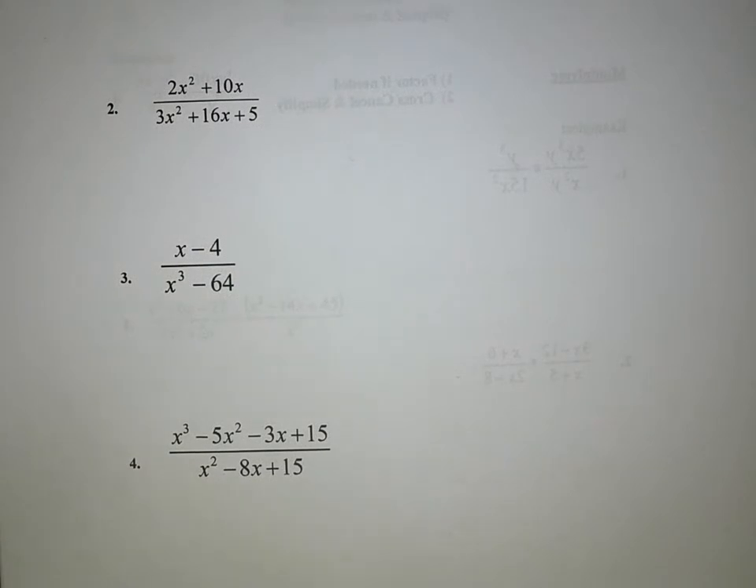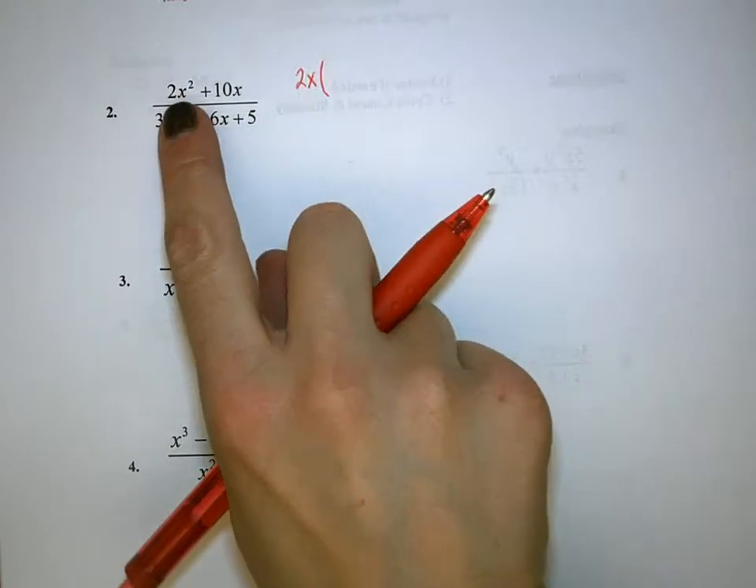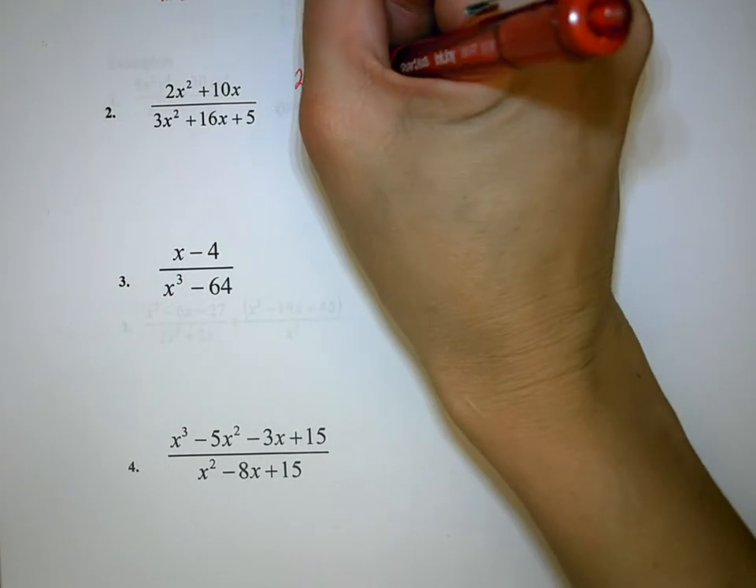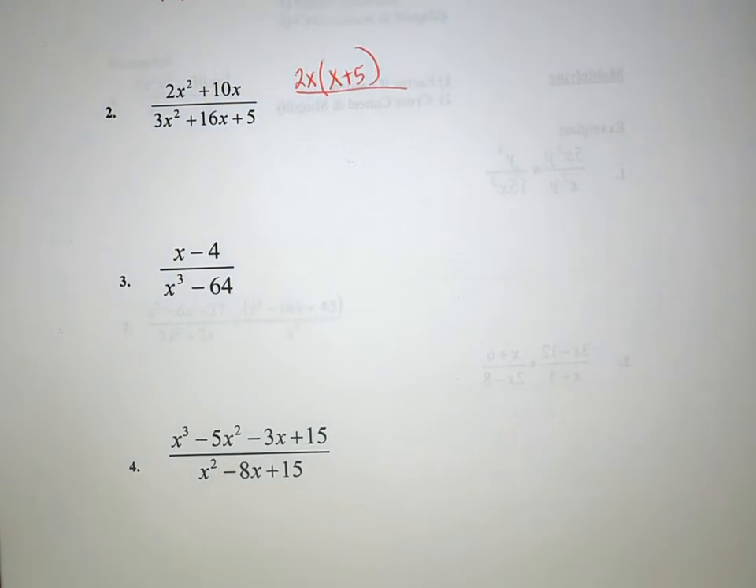Okay, so on the top, what would you do first on factoring this? Take out an x and a 2. Good, and that is your GCF. So always check for GCF first. In this case, we can take out a 2x, and when I divide this by 2x, I'm left with x plus 5. Very good. My denominator, can I take out a GCF?